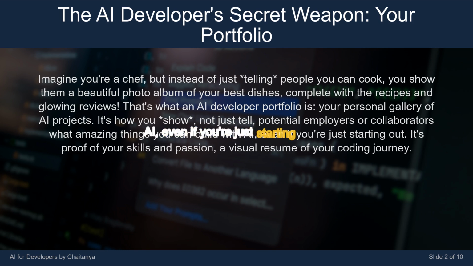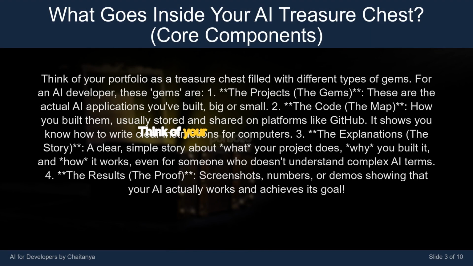Even if you're just starting out, it's proof of your skills and passion, a visual resume of your coding journey. Think of your portfolio as a treasure chest filled with different types of gems for an AI developer. These gems are: 1. The projects. The gems. These are the actual AI applications you've built, big or small.